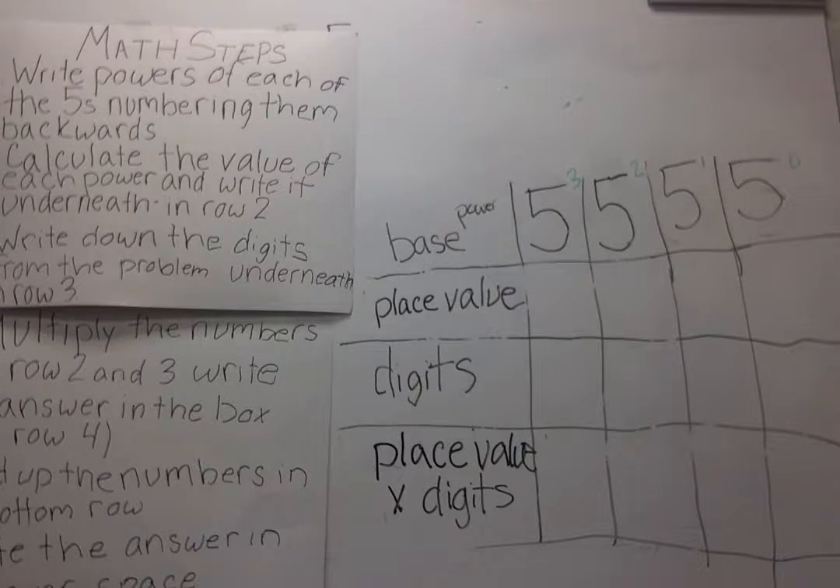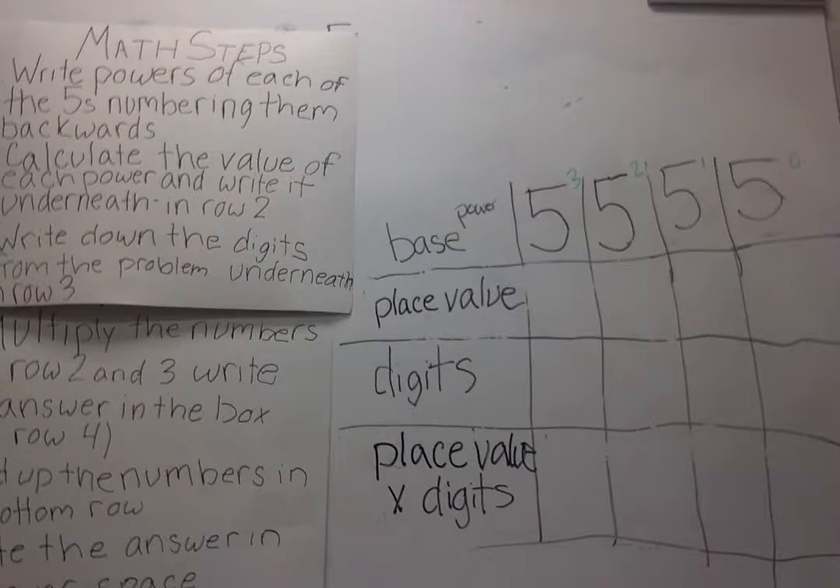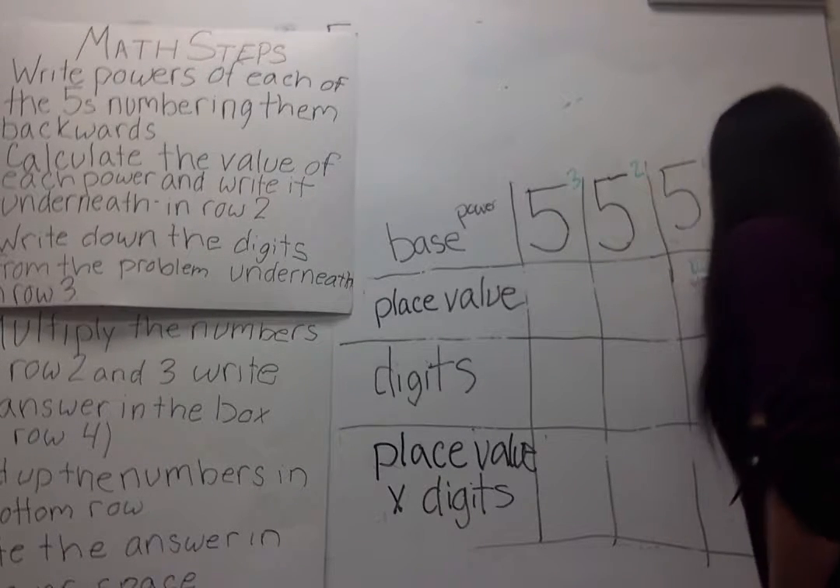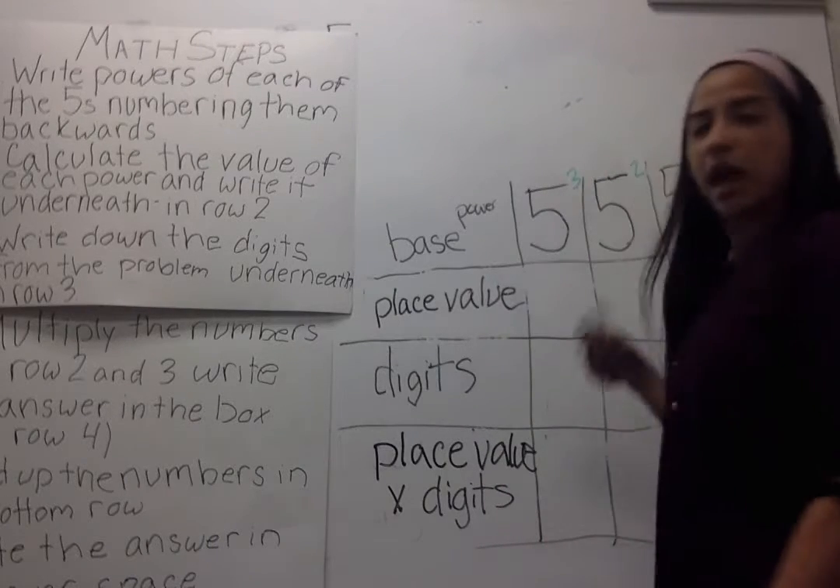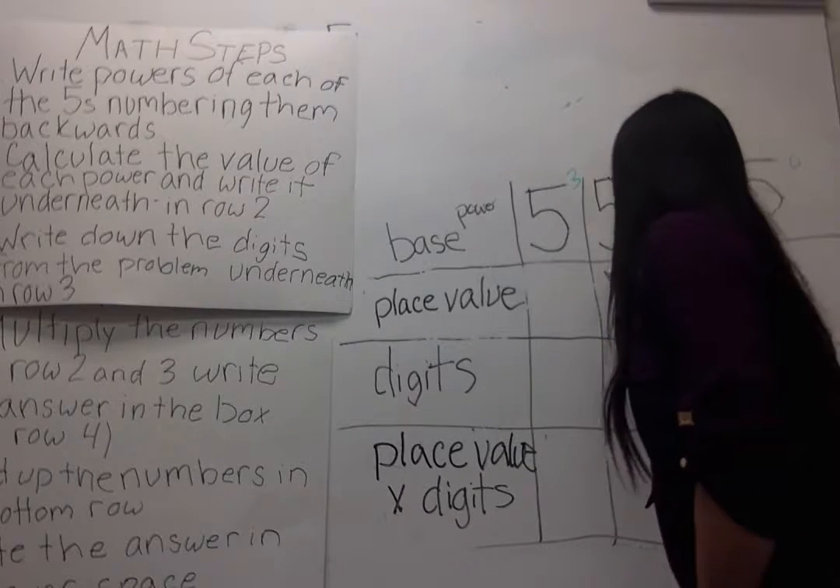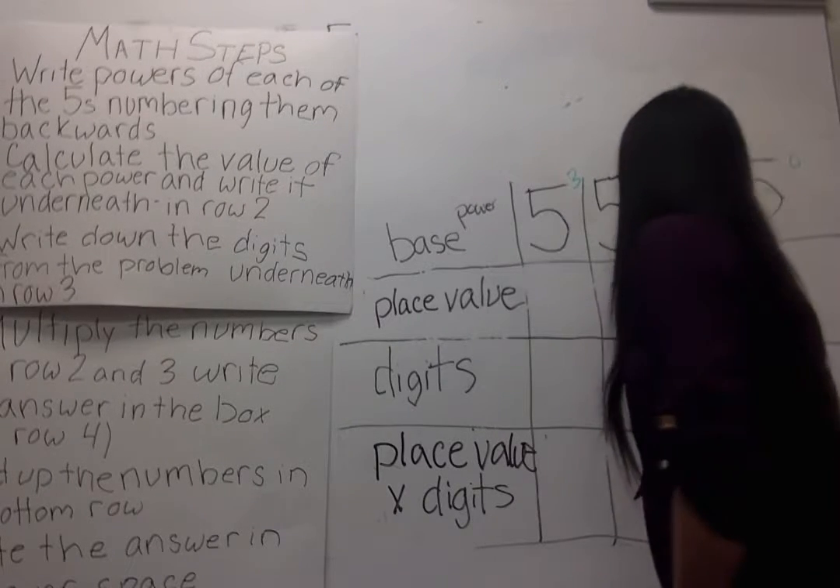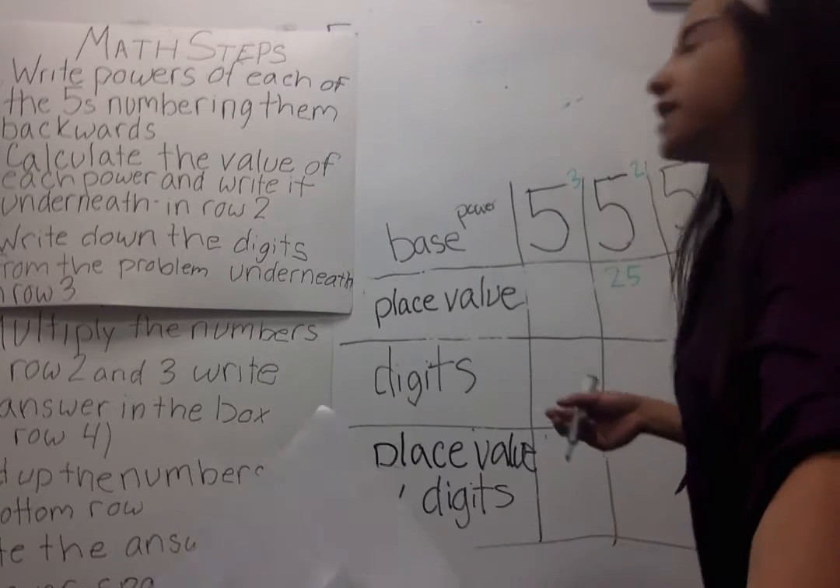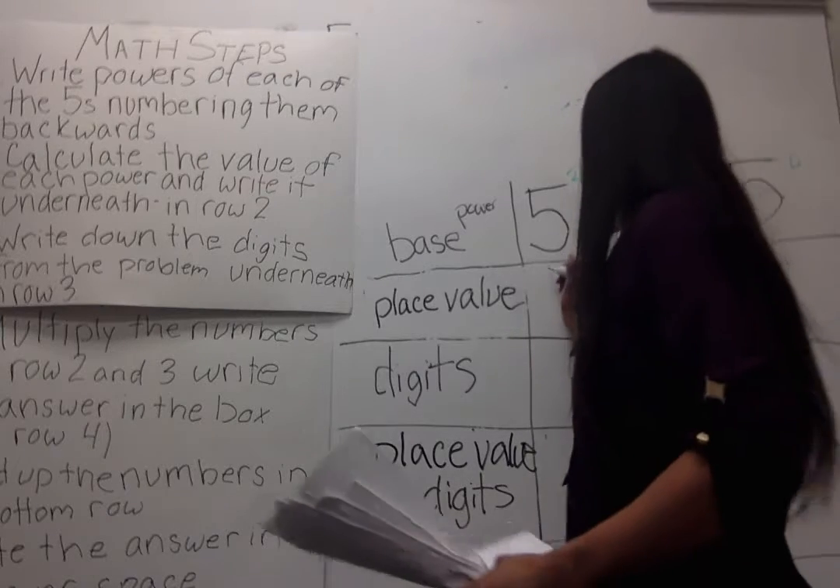So the second step would be calculate the values. Any number to the power of 0 would be 1. Any number to the power of 1 would be the same number, so this would be 5. 5 to the second power would be 5 times 5. Good job, 25. So here we have 5 to the third power, and that would be 125.